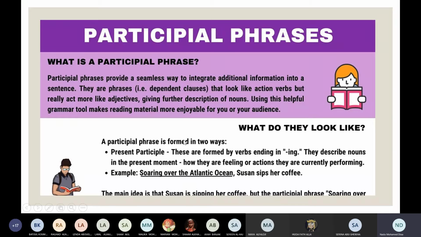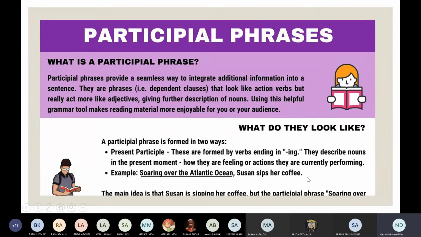A participial phrase is formed two ways: present participles are formed by verbs in ing, as we said, and then it comes with all the modifiers. Soaring over the Atlantic Ocean, Susan sips her coffee. So, teacher, what is that? Let me look at the sentence. Soaring over the Atlantic Ocean, Susan sips her coffee.